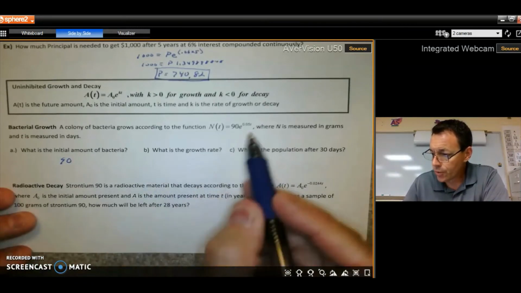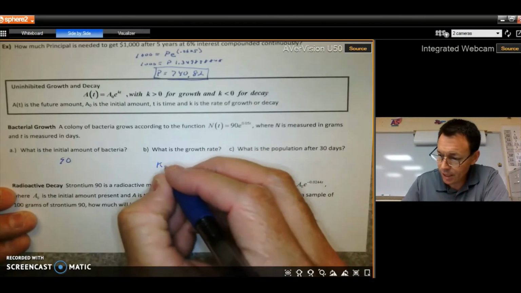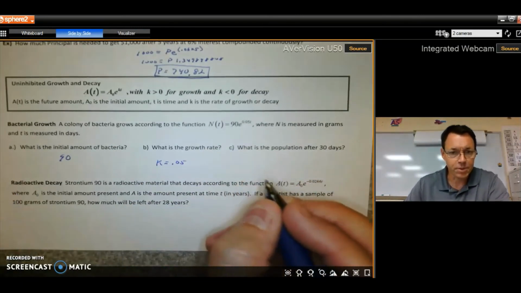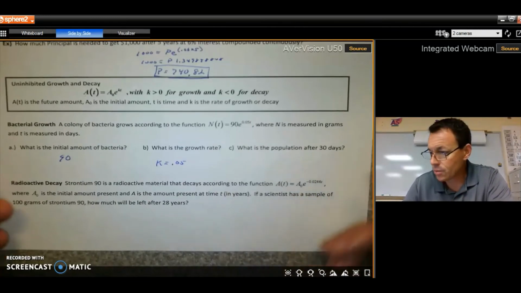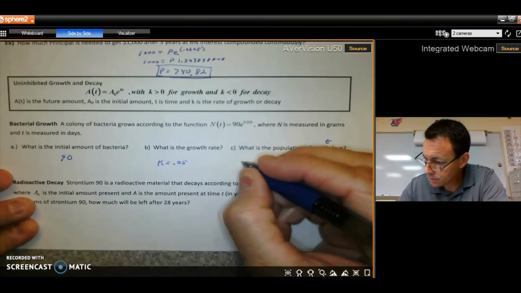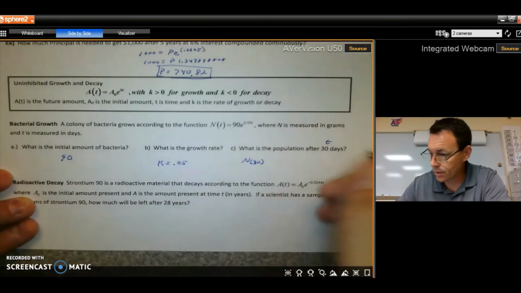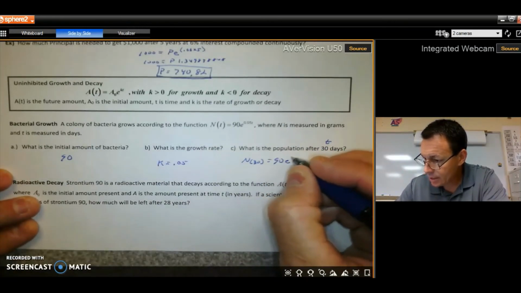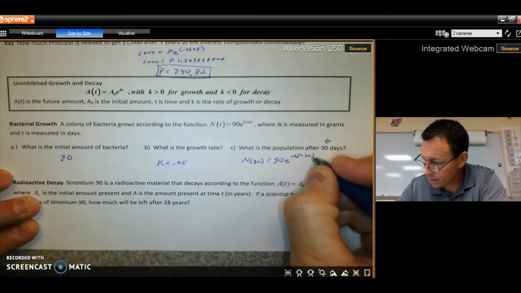Okay, what is the growth rate? Well, that's the 0.05 right there, and we want to leave it as k equals 0.05. Don't write it as a 5%. Okay, 0.05. What is the population after 30 days? Well, that's our t. So the number we have after 30, that's what we're plugging in, so I'm writing it as a function, is 90 e to the 0.05 times 30.